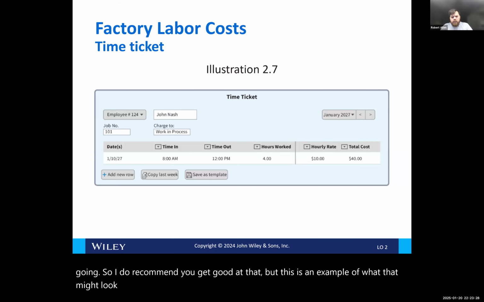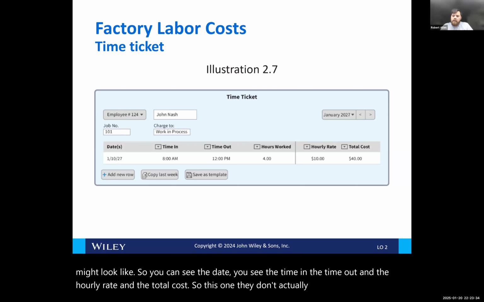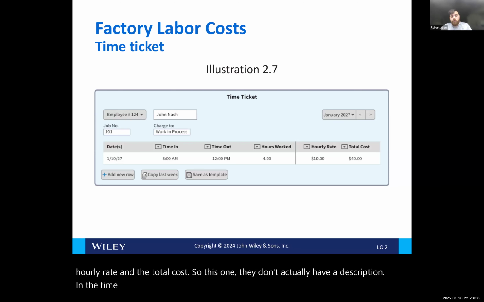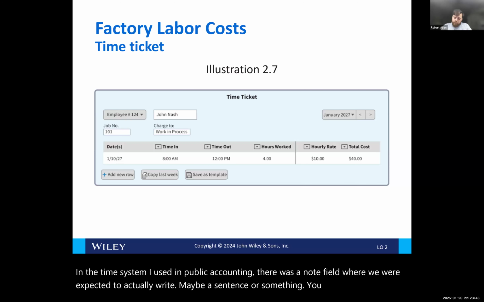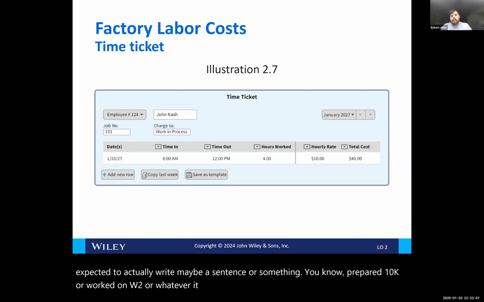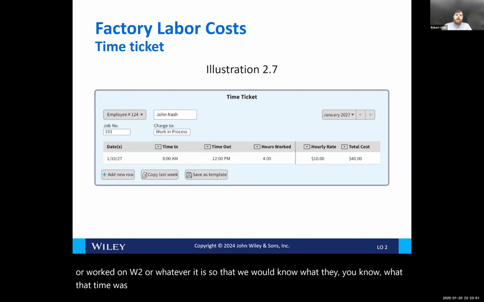So you can see the date, you see the time in, the time out, and the hourly rate and the total cost. So this one, they don't actually have a description. In the time system I used in public accounting, there was a note field where we were expected to actually write maybe a sentence or something, prepared 10K or worked on W2 or whatever it is, so that we would know what that time was for.